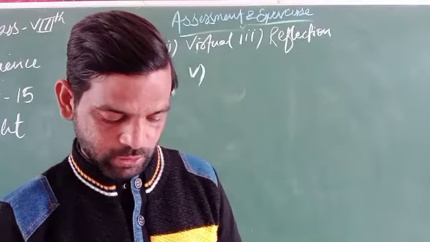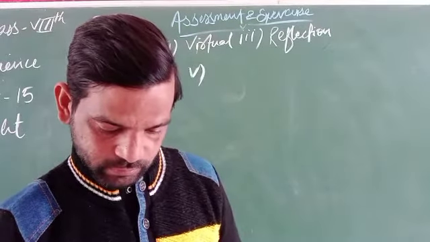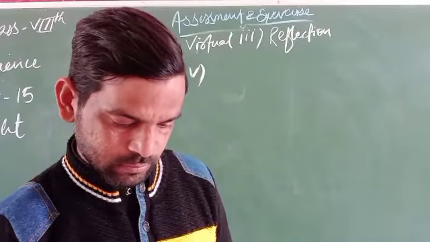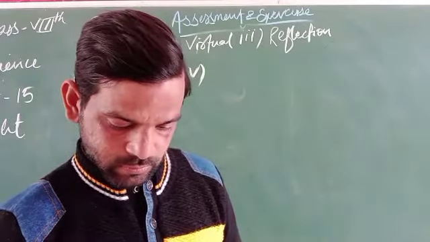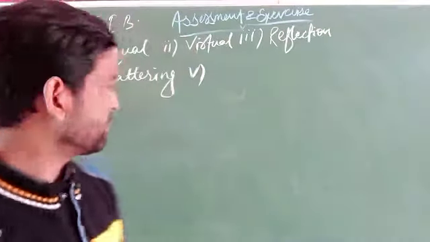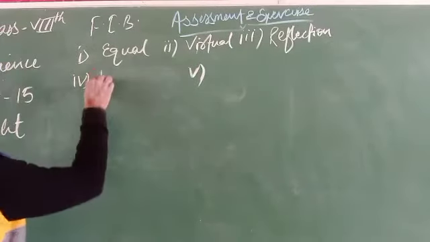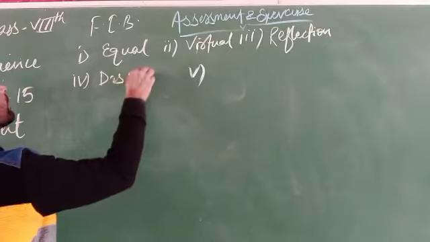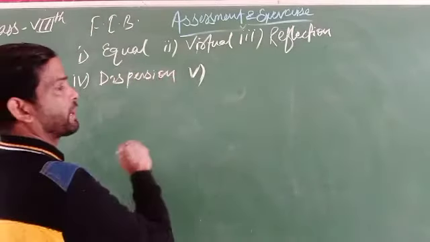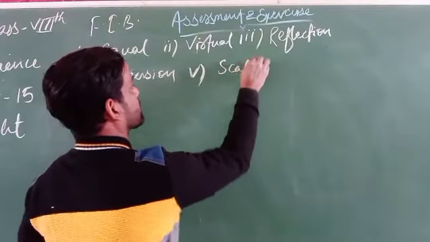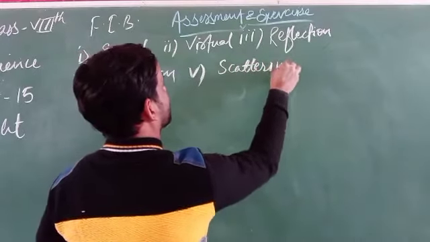is called dispersion of light. This one is called dispersion. This one is called dispersion of light, and fifth one is called scattering.